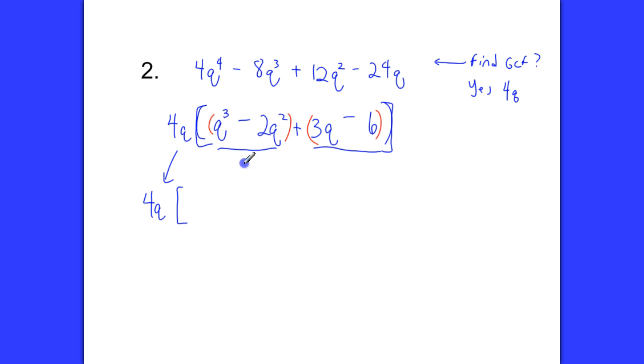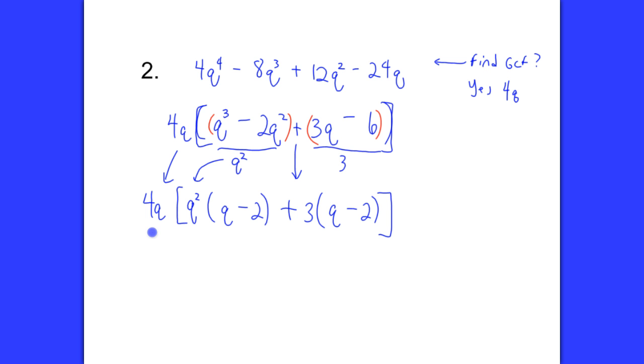Now I'm going to factor out the common factor here, which is q squared. So it goes there. Just ignore that 4q for now, but don't forget about it. We're going to factor out q squared. So q to the third divided by q squared is q. 2q squared divided by q squared is just 2. Bring down that plus sign. And then here we've got a common factor of 3. Divide out the 3. So 3, the common factor, goes there. You've got q minus 6 divided by 3 is 2.